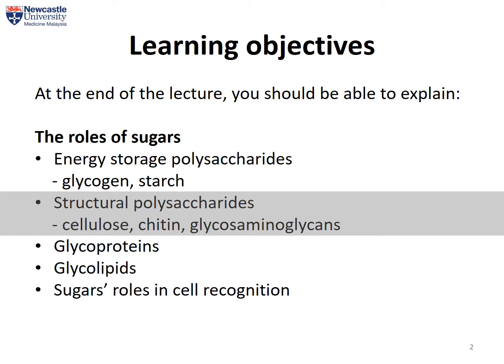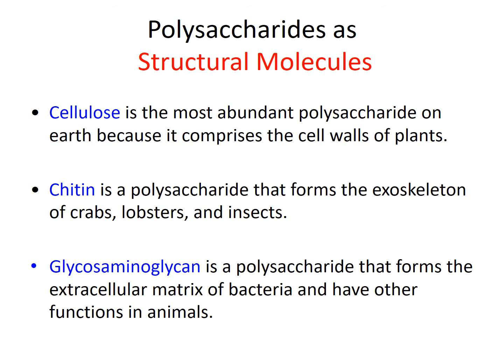In this second section, we will look at the roles of sugars acting as structural molecules such as cellulose, chitin, and glycosaminoglycans. Generally, there are three types of structural polysaccharides. The first one is cellulose, which is the most abundant polysaccharide on Earth because it comprises mostly the biomass such as cell walls of plants.